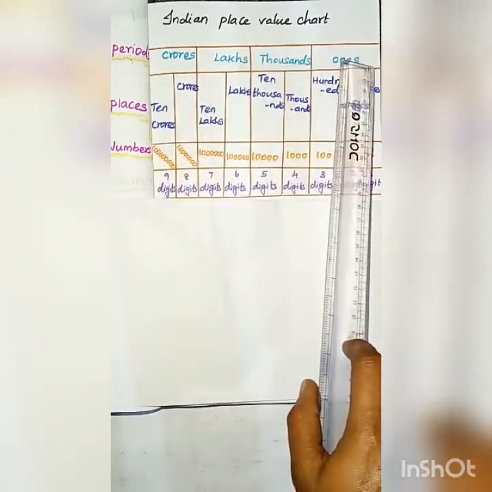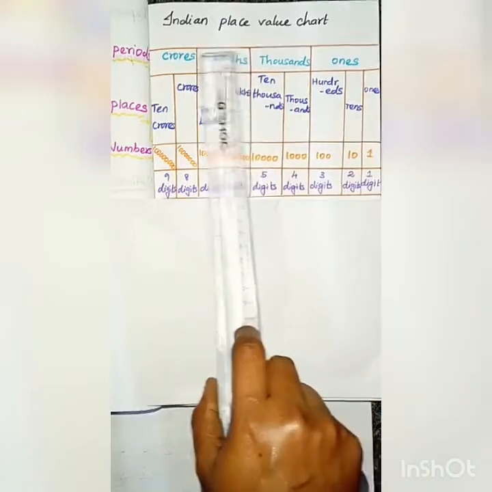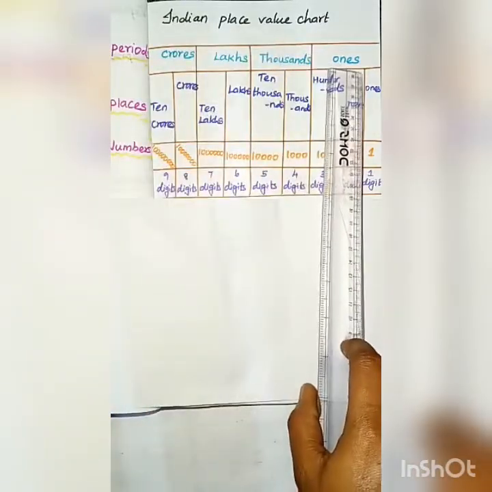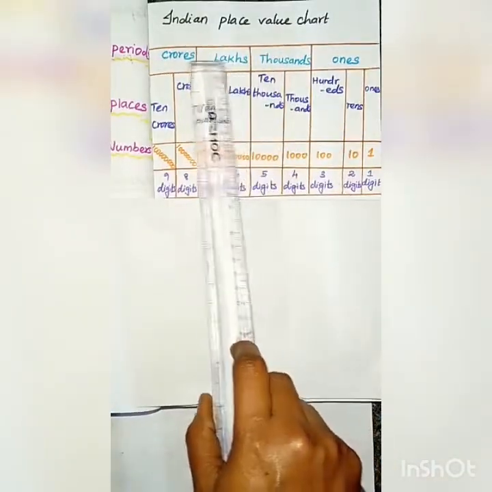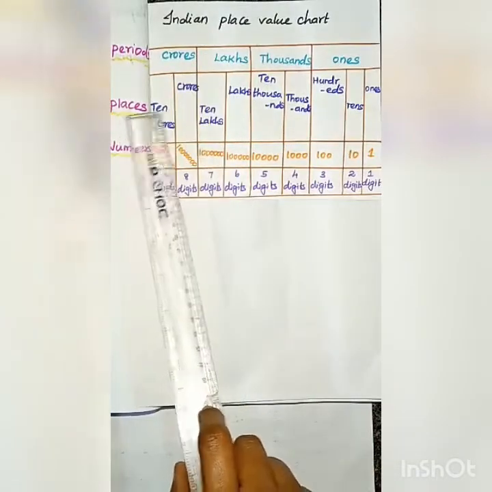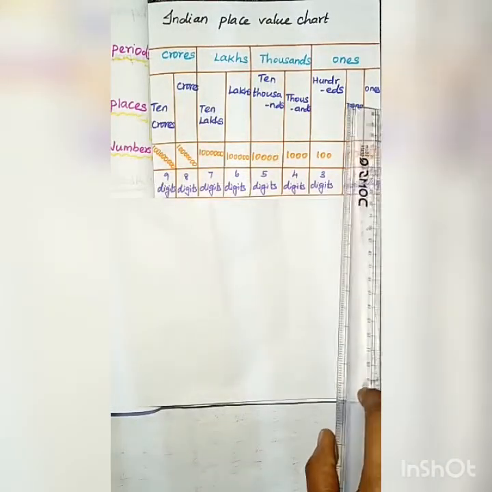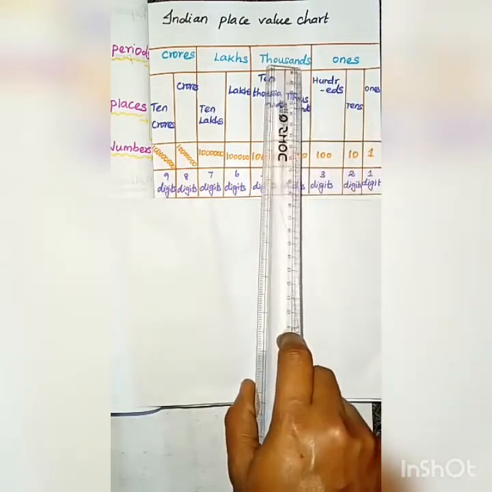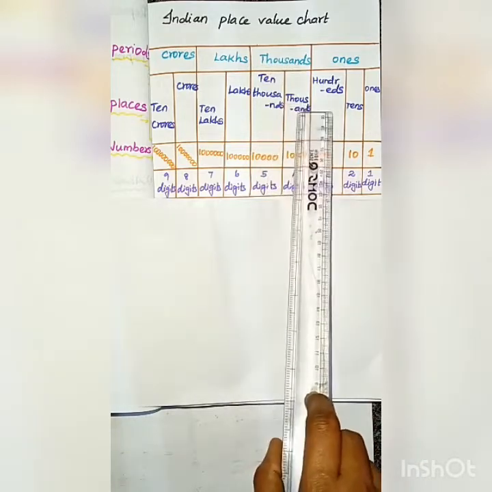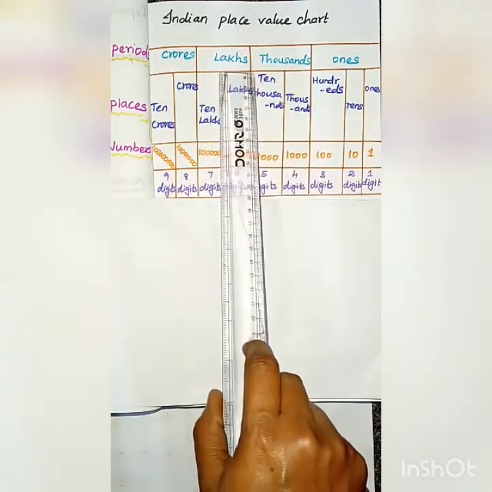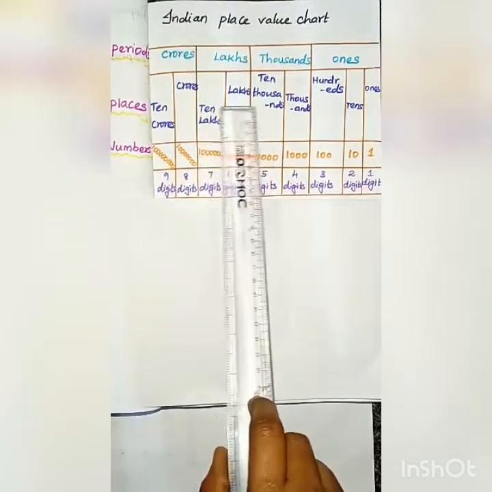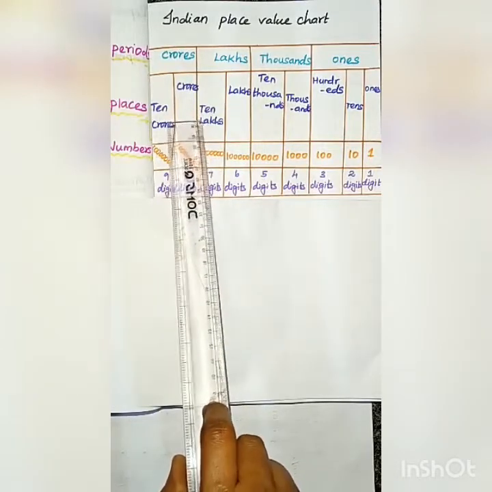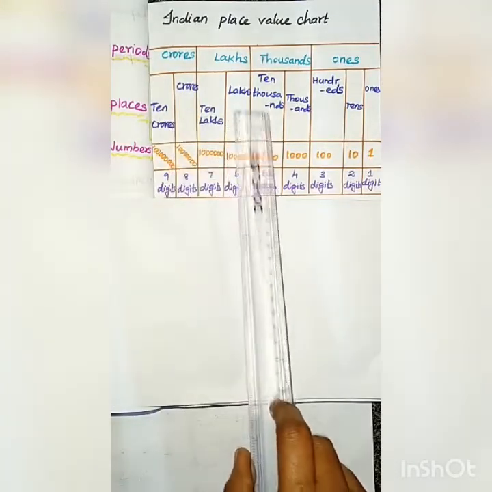Here you have how many periods? 1, 2, 3, 4. So in the Indian place value chart you have 4 periods. What are they? Ones, thousands, lakhs, crore. The ones period contains 3 places. In the thousands period you have 2 places: 1000, 10,000. In lakhs you have 2 places: lakhs, 10 lakhs. In crore you have 2 places: crores, 10 crores. You will be clear on this Indian place value chart.